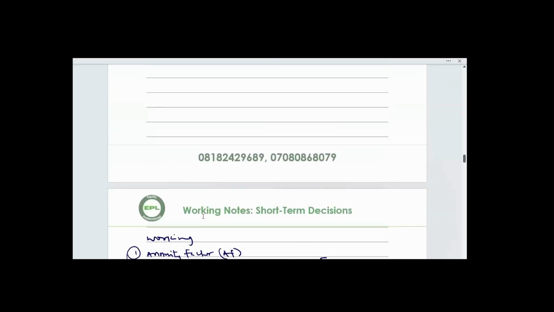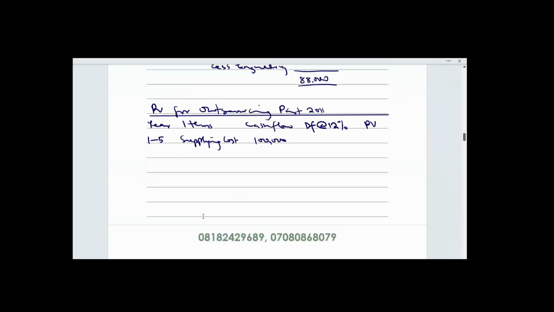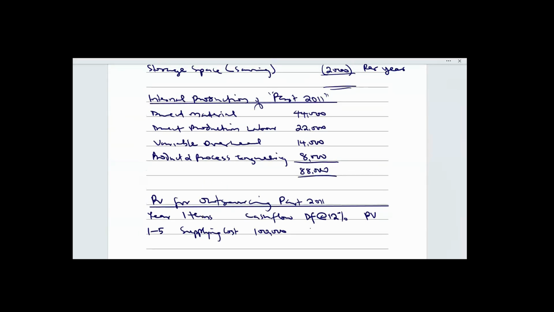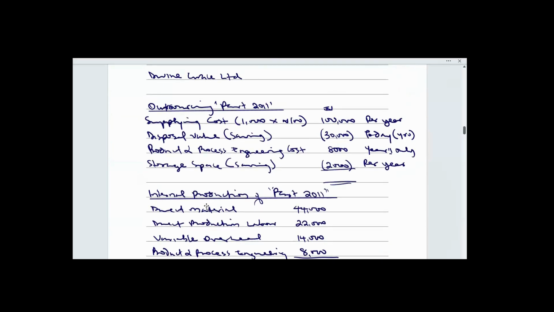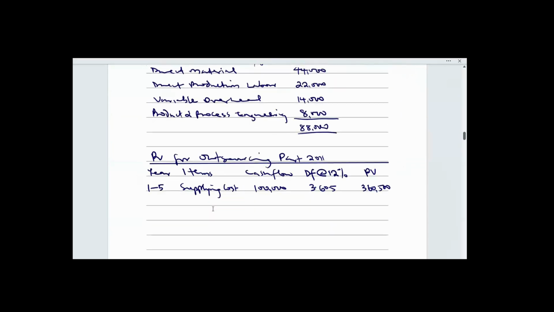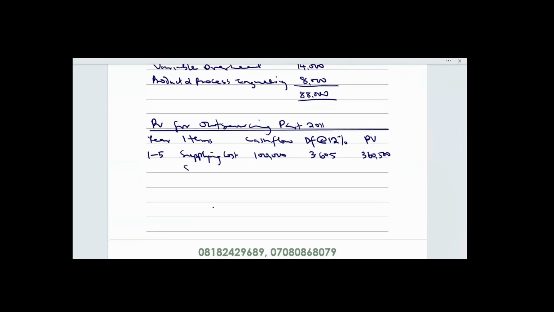So I will go up there. This is 3.605. When you multiply that with 100,000 naira, that's 360,500. So I'm done with supplying costs. I will pick the next one, which is disposal value, a saving of 30,000 naira.